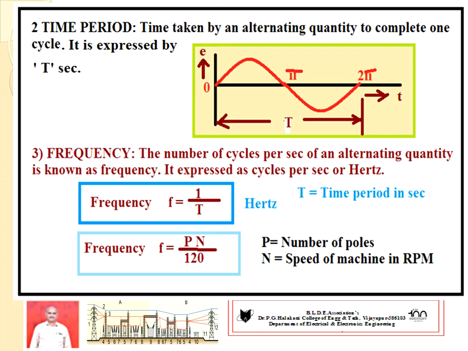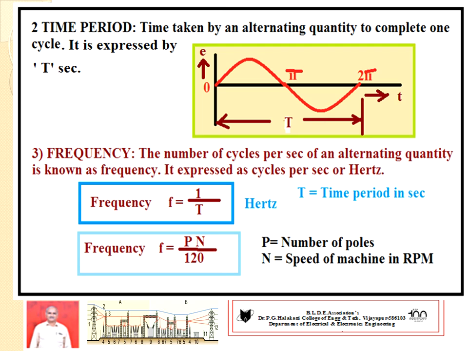Next important fact is time period. It is denoted by capital T seconds. Time taken by an alternating quantity to complete one cycle is known as time period. As shown in figure, it represents induced EMF for one cycle. What is the time taken to complete one cycle? It is known as time period.